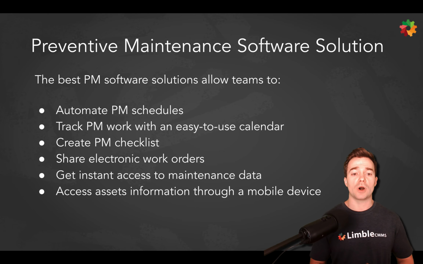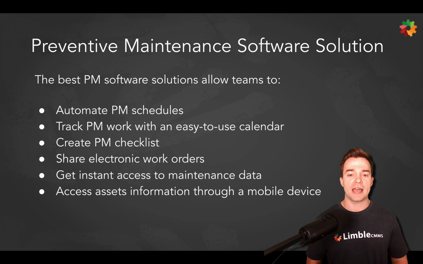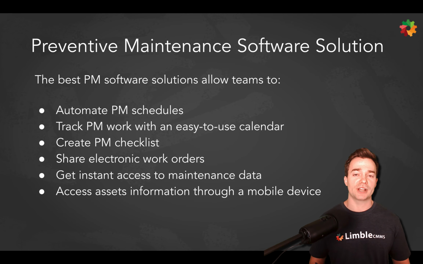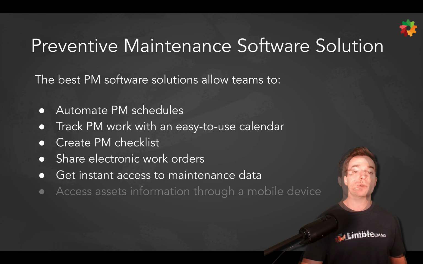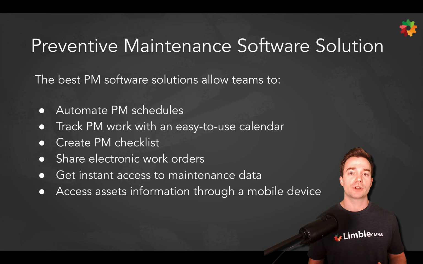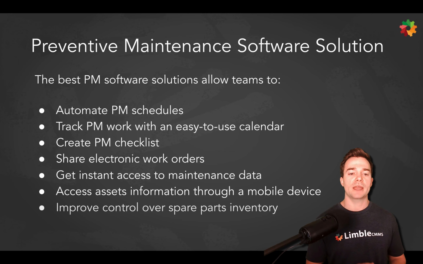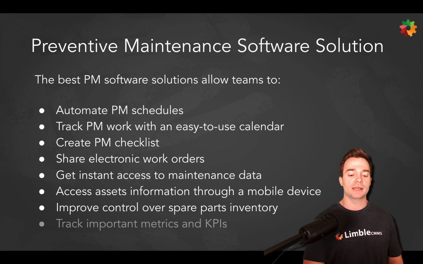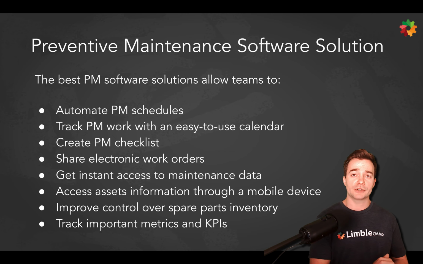And we can improve quality control, particularly when it comes to spare parts inventory and understanding how much inventory we have, so we can track automatic parts usage and also set up low in stock notifications. And we want to improve control over your spare parts inventory through automatic parts usage tracking and low in stock notifications, as well as keep a close eye on your preventive maintenance program by tracking important metrics and KPIs. Now, your software that you're using, preventive maintenance software or CMMS software, should do all this and more. So make sure to keep that in mind.